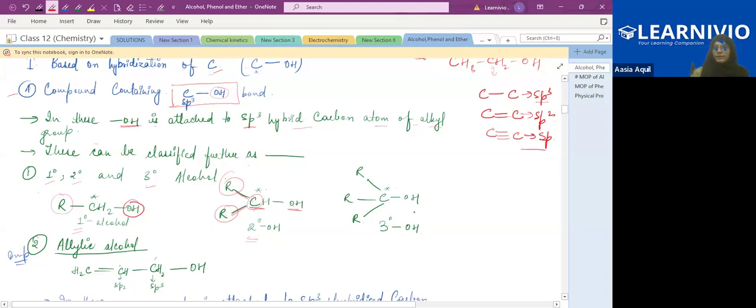Third one: the hydroxyl group is attached to this carbon, and you have to check the carbon to which it is attached. This carbon has three groups attached to it, so it's a tertiary alcohol. You can see the hybridization of this carbon is sp3 because there is a single bond between this carbon and the carbon of the alkyl group. Single bond present means sp3. Clear?